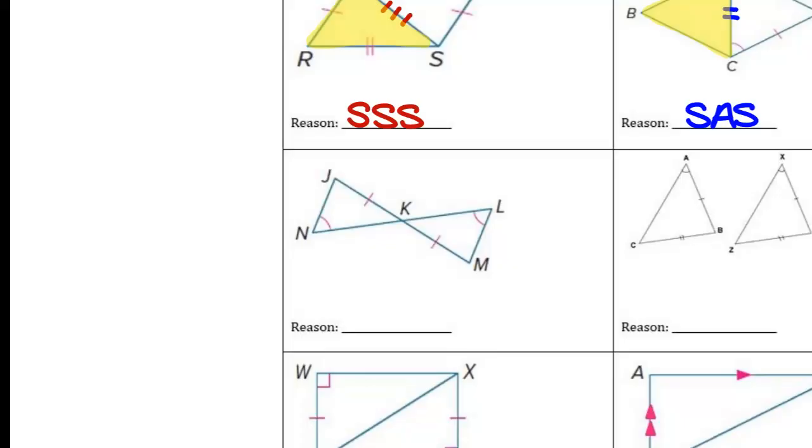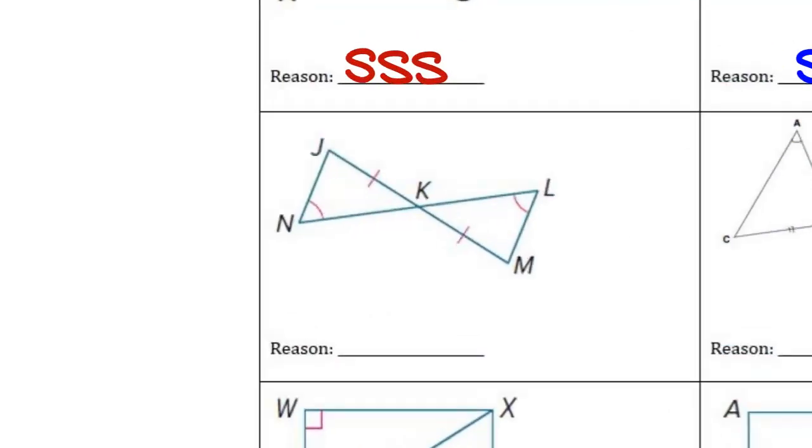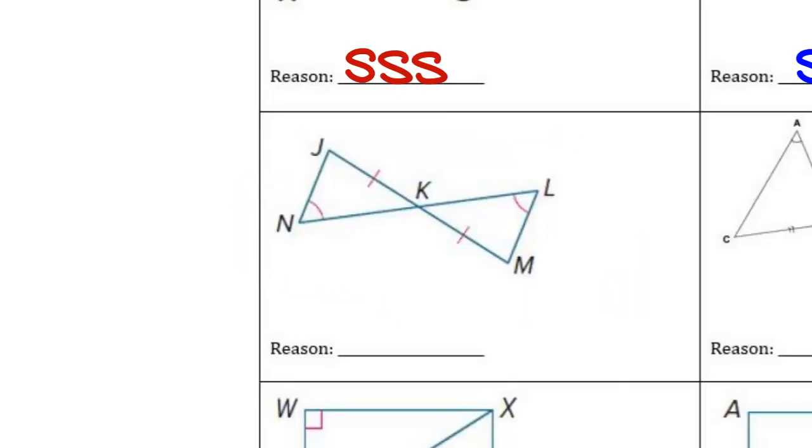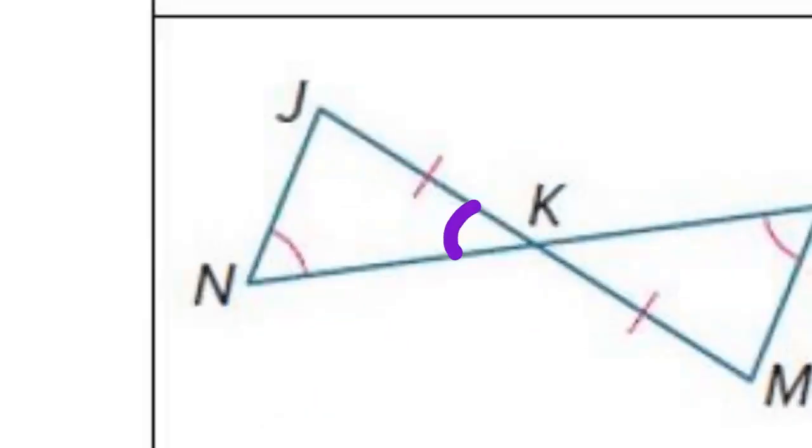All right, middle left. Is there anything that I am allowed to mark on this picture without being told? Vertical angles right here at K. Now looking at just one of the triangles, how many sides and how many angles do we have marked?